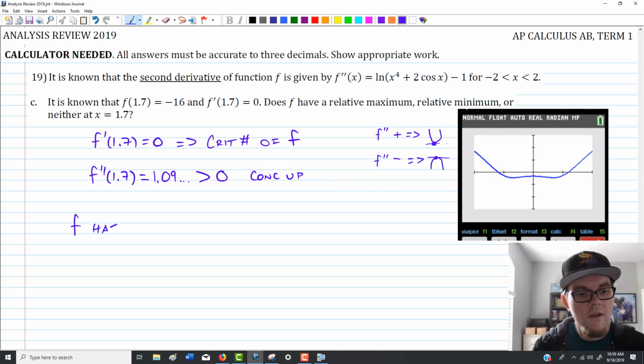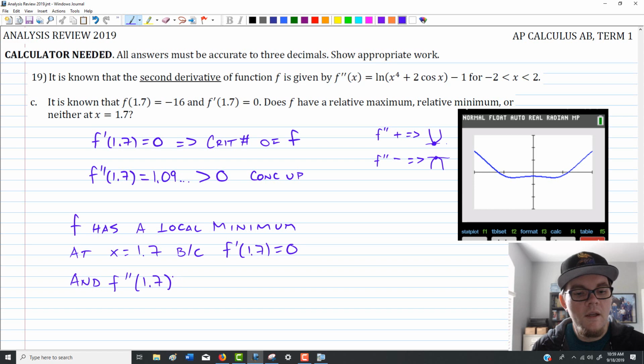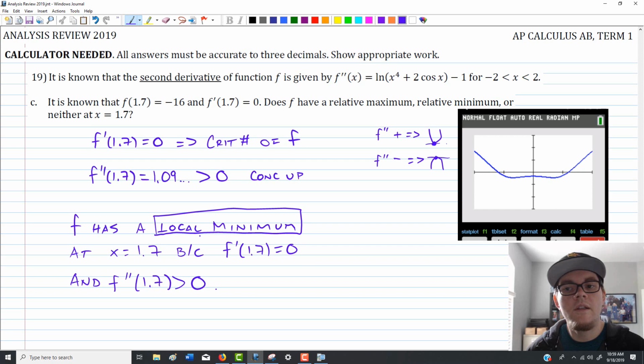So we'll finish this off with a nice explanation. F has a relative, actually I'll write local, a local minimum at x equals 1.7, and our reason is basically because of the second derivative test, although we don't just say that, we actually cite the properties that are required for it. Because f prime of 1.7 equals 0, and f double prime of 1.7 is greater than 0. And with that, I believe this analysis video is complete.